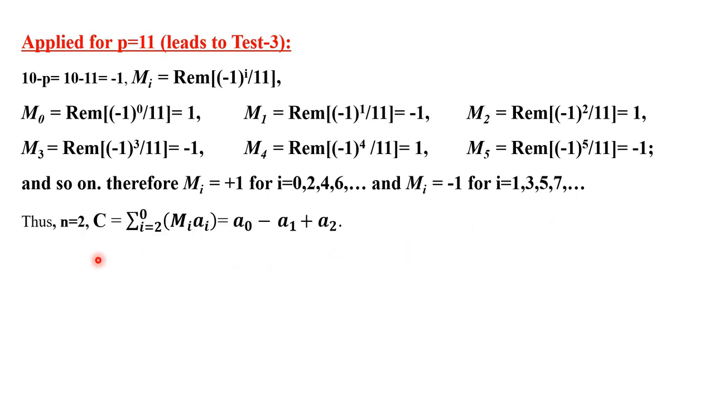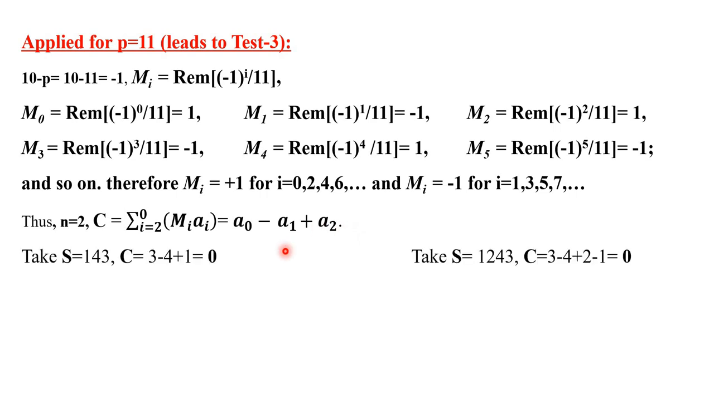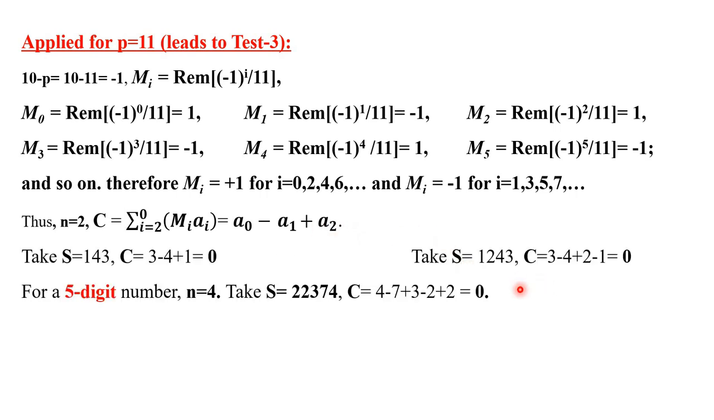Like for a 3-digit number, a0 plus a2 minus a1. For a 4-digit number, for a 5-digit number, so you see that's 4 plus 3 plus 2 alternately, minus 7 plus 2, 7 plus 2, minus 7 minus 2. So again you can easily check that it gives you 0, and 0 is divisible by, of course, 11. So the number is also divisible by 11.